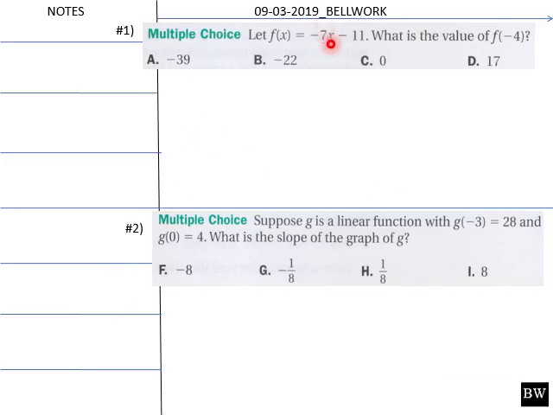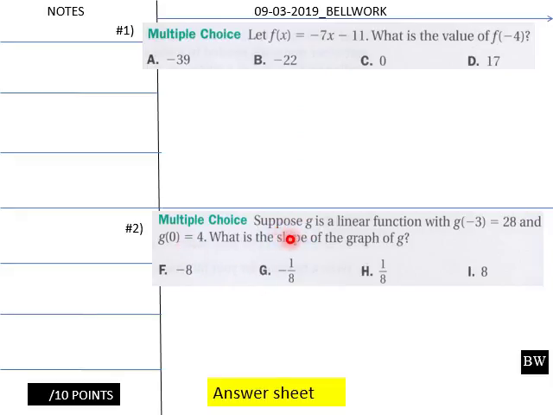Teachers, here is your bell work for the day. Multiple choice here. What is the value of f of -4? And then down here, multiple choice. G is linear, G of -3. What is the slope of the graph of G? Students, you solve in 6 minutes. Teachers, give your students 6 minutes.